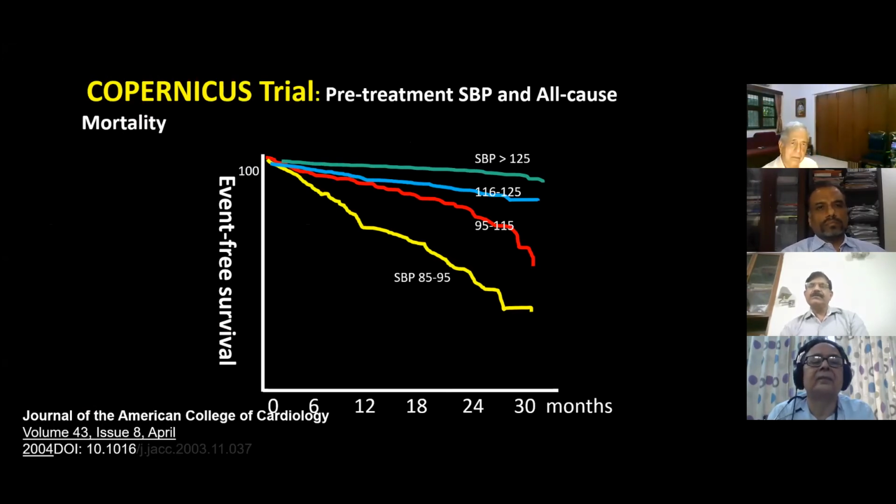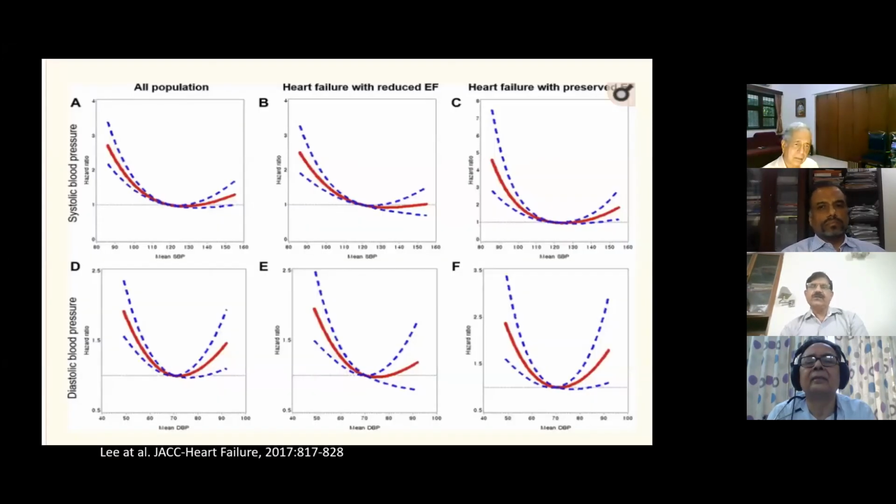Similar kind of data has been shown in this meta-analysis, which suggests that there is a J curve in HFpEF as far as systolic blood pressure and diastolic blood pressure are concerned, but the J curve is not there in HFrEF as far as systolic blood pressure is concerned, but with diastolic blood pressure it persists.